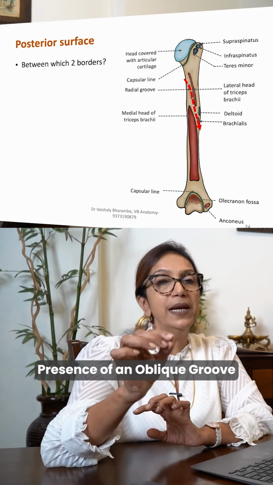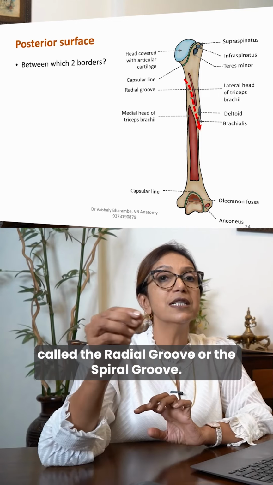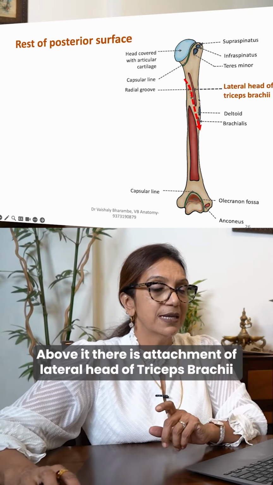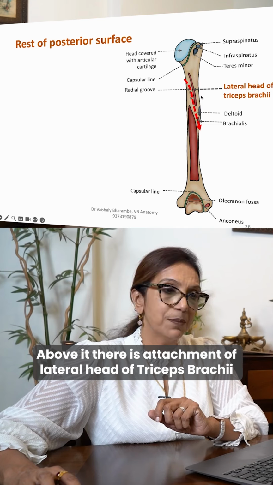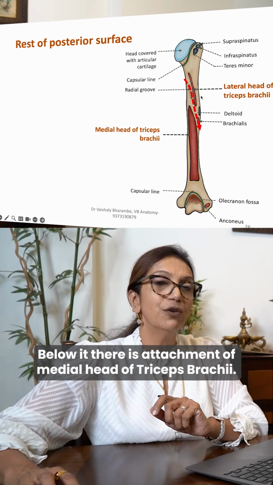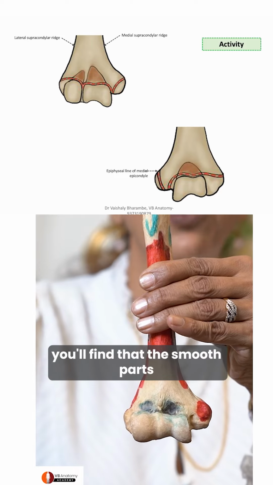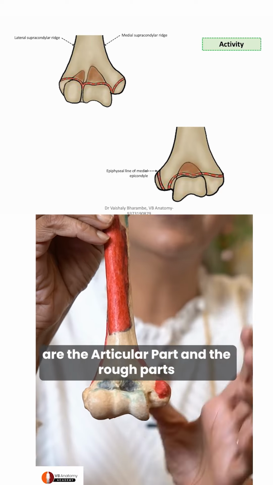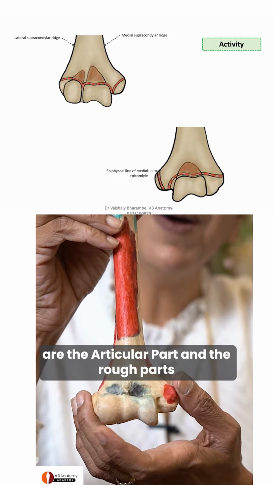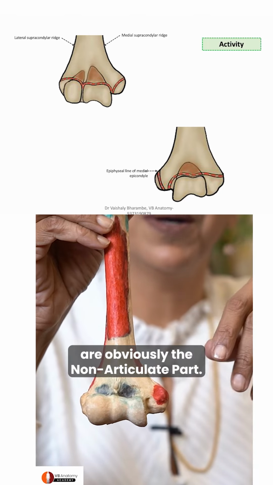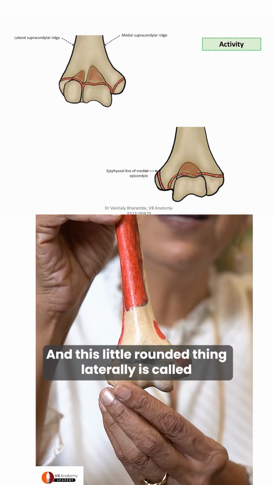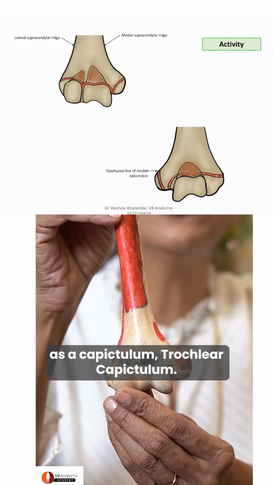Presence of an oblique groove called the radial groove or the spiral groove. Above it, there is attachment of lateral head of triceps brachii. Below it, there is attachment of medial head of triceps brachii. As you're looking at the lower end, you find that the smooth parts are the articular part and the rough parts are obviously the non-articular part. And this little rounded thing laterally is called the capitulum.